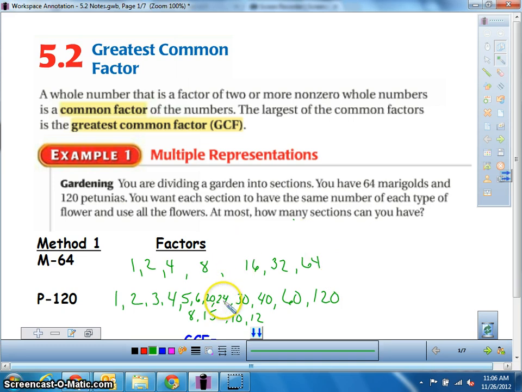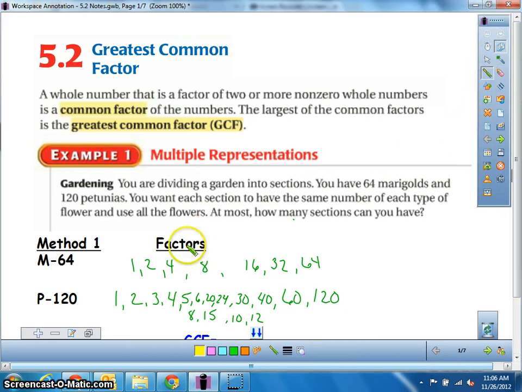So let's see. Now we just want to circle or highlight the ones that they share. So they both have a 1. They both have a 2. They both have a 4. I always look at the one that has the fewer ones. They both have an 8.